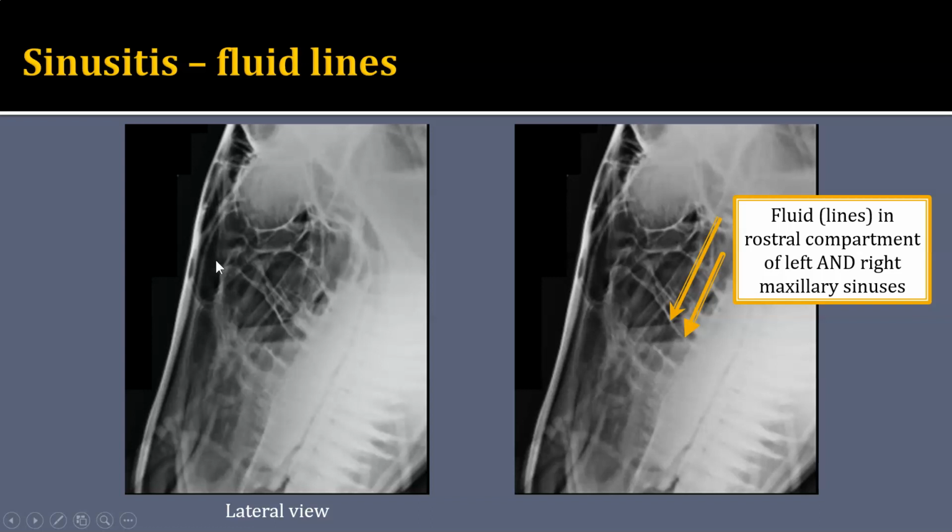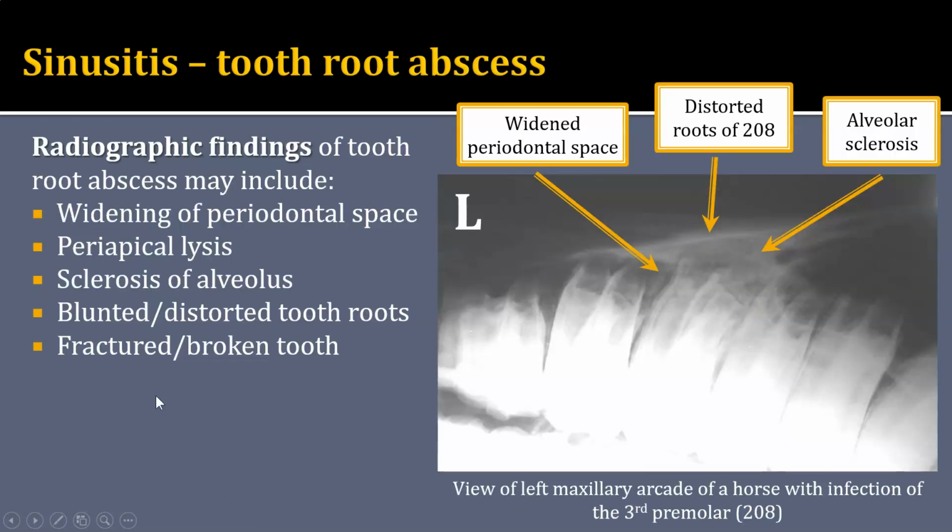When I look at the area of the maxillary sinuses, in the rostral compartment here, I can actually see that there is a fluid line, so soft tissue or fluid opacity noticed in the ventral part with a discrete line between air, but there is also a second fluid line. Again, these lines are paralleling the floor, and there is air on top of it. What that tells me is that this horse has fluid in both the left and the right maxillary sinuses, and specifically it's in the rostral compartment.